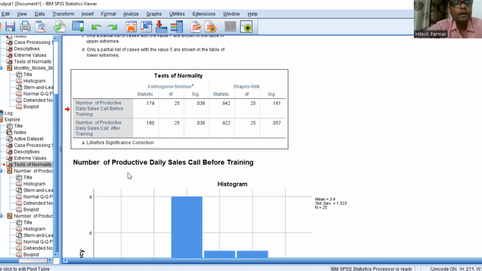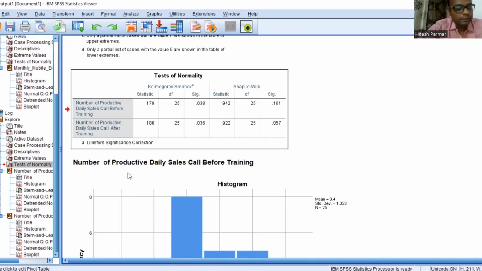Here our sample size in this case is only 25. So we'll consider the result for the Shapiro-Wilk test, and as both the p-values are greater than 0.05, we'll conclude that the data are normally distributed. Both variables, before and after, are normally distributed.